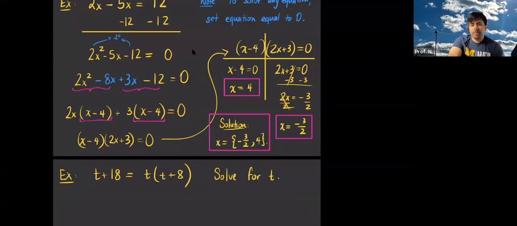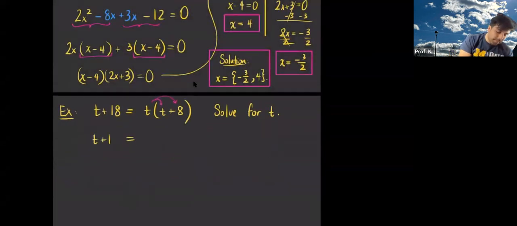Okay. I want to get t by itself. But in order to do that, first I need to distribute this t because I don't want the parentheses. I don't want any parentheses. So when I distribute the t, what do I get? I get t squared plus 8t.